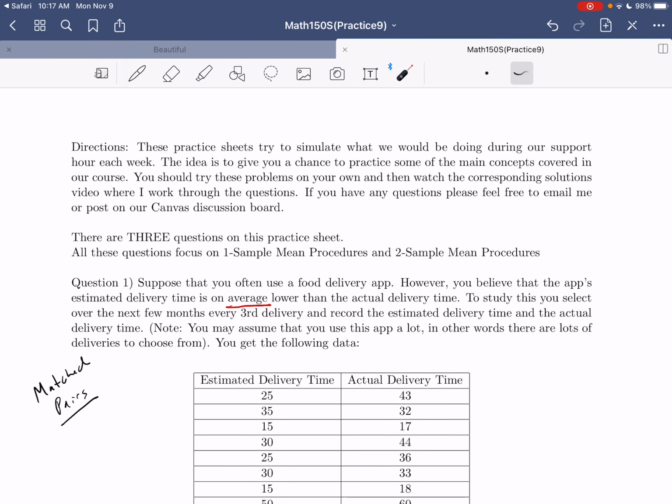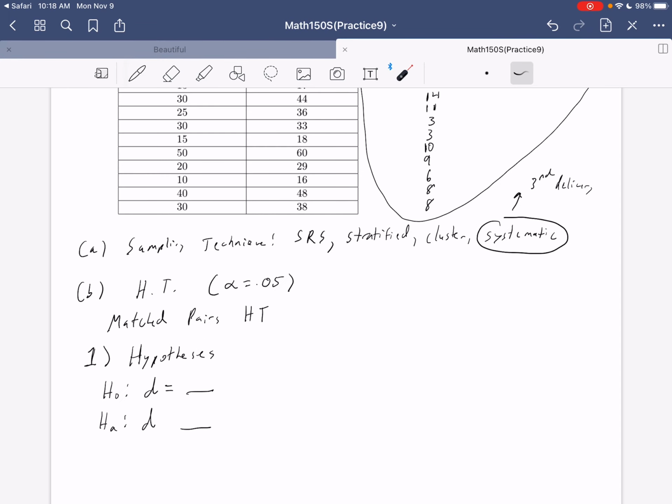If we're looking here, the claim is that we believe the estimated delivery time is on average lower than the actual delivery time. Notice that an amount is not given. We're just saying that we think it's lower. So what's the baseline assumption then? If we haven't studied this yet, we would think that the estimated delivery time and the actual delivery time are the same. That would mean the difference would on average be 0. So that is going to be our null hypothesis value here. We're going to be doing D equals 0.